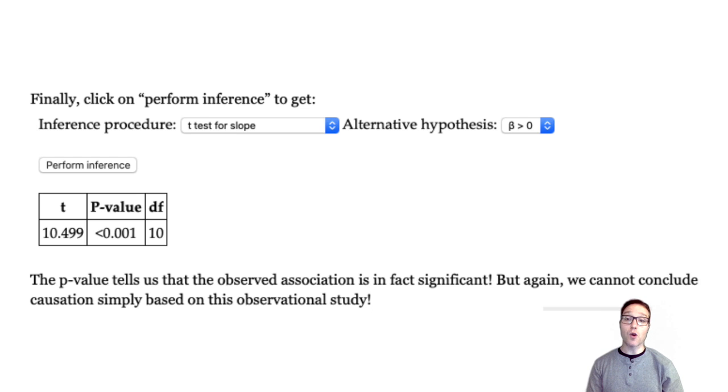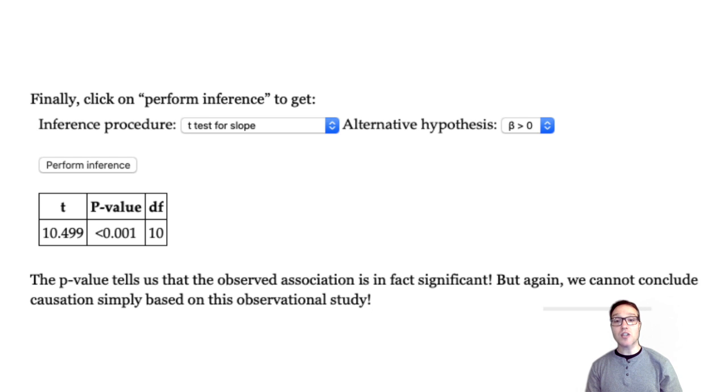Finally, click on Perform Inference to get your p-value. Now, the alternative hypothesis, you have a little drop-down menu. I chose beta greater than 0 because we had a positive slope here. If you suspect a negative relationship, you would choose beta less than 0. And if you didn't know what relationship you were going to get, you would choose beta does not equal 0. And here our p-value is significant, 0.001.